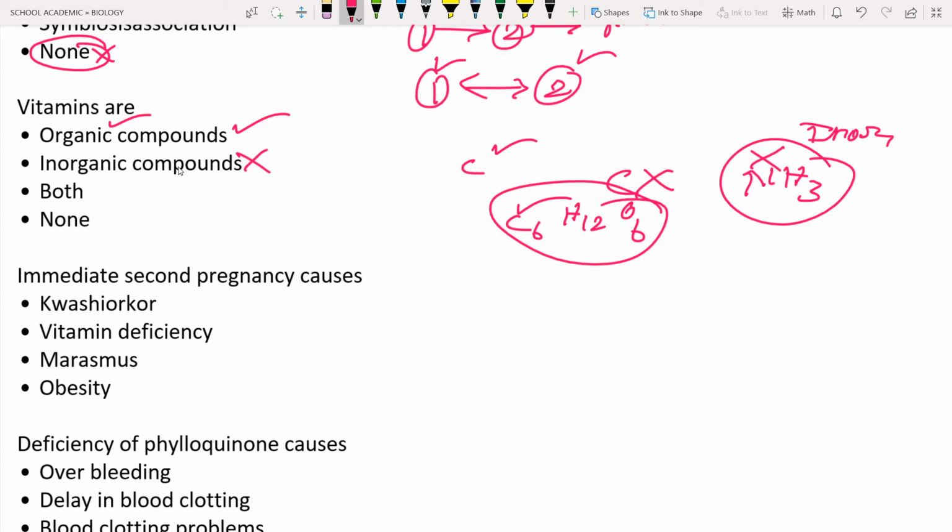So next, both means one is wrong, one is correct. So in that case, this option is also wrong. And the fourth option is also wrong. Why? Because it is saying none. This option is correct, so in that case, this option is wrong. So, vitamins are organic compounds. This is the correct option.